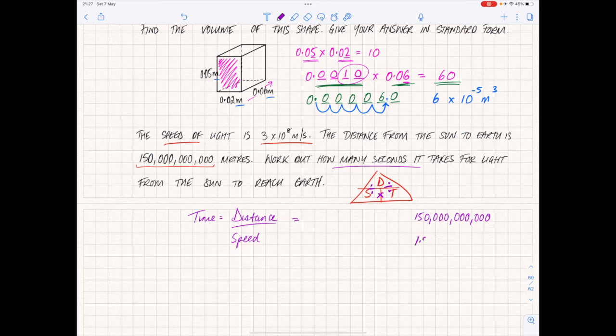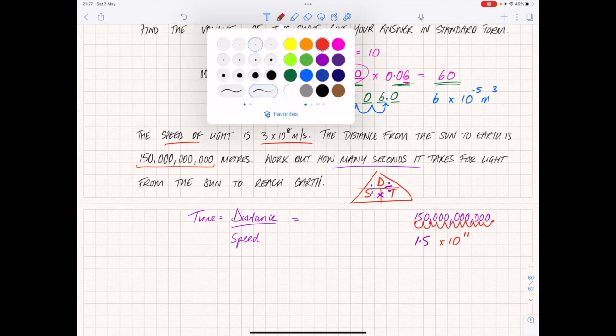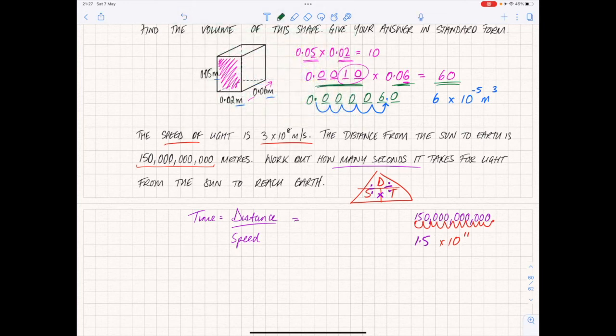So I know it's going to become 1.5, and then my decimal is currently there, so I move it 1, 2, 3, 4, 5, 6, 7, 8, 9, 10, 11. So times 10 to the power of 11. And that value is going to stay positive 11 because that's a very big number. So 1.5 times 10 to the power of 11 divided by, I've already got my speed in standard form, so 3 times 10 to the power of 8.